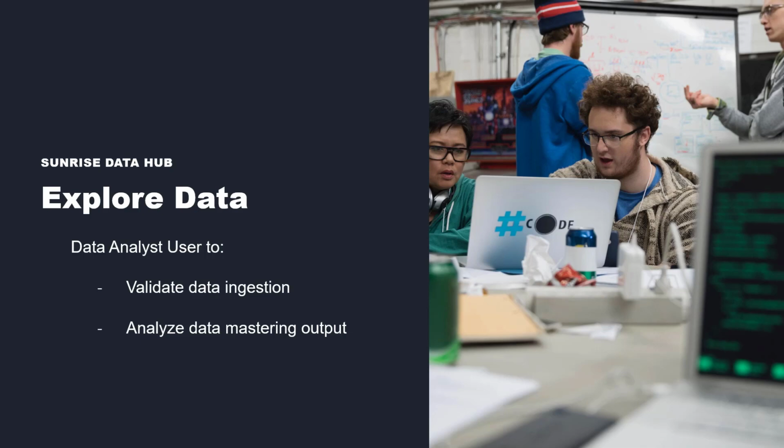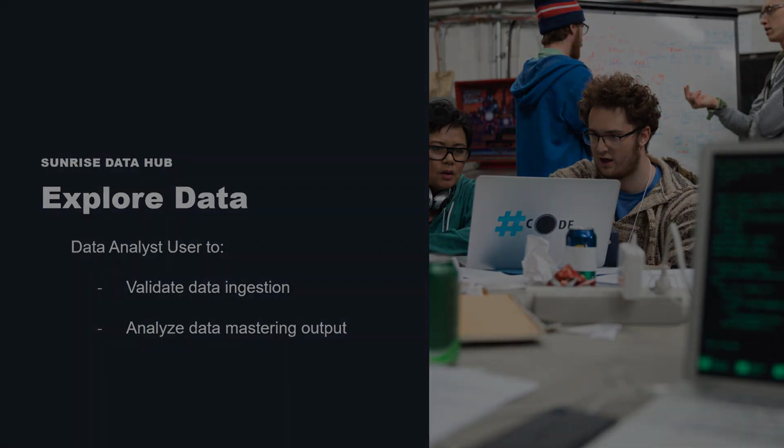After the first Data Hub process iteration has taken place, our Sunrise data analyst needs to validate that the data has been loaded and analyze the data mastering step output to identify any data quality issues. Did the data ingested contain any duplicate entries? And what are the possible sources of these duplicate entries?